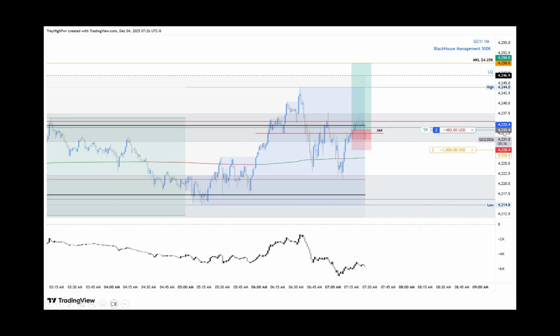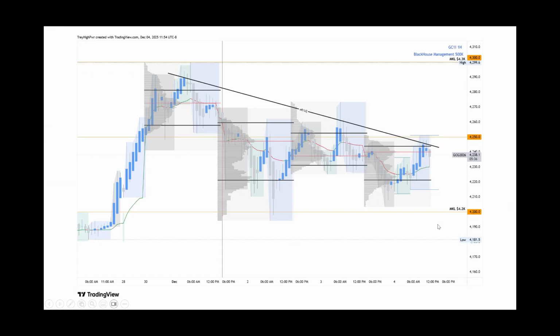My entry was at 233.4. Okay, and I gave myself a 5-point stop. I was only risking 1K, and my target was 4.25K, and this liquidity at 46.9. This was Asia session's high, so I was aiming for this liquidity. All right, Asia session high. I was also aiming for the major key level 4.25K, and I was looking to target that higher time frame external range descending liquidity trend line.